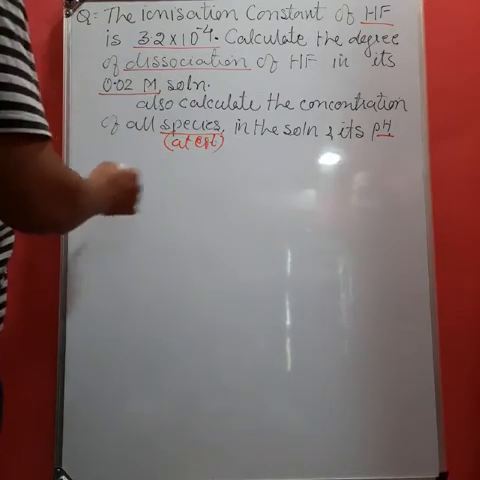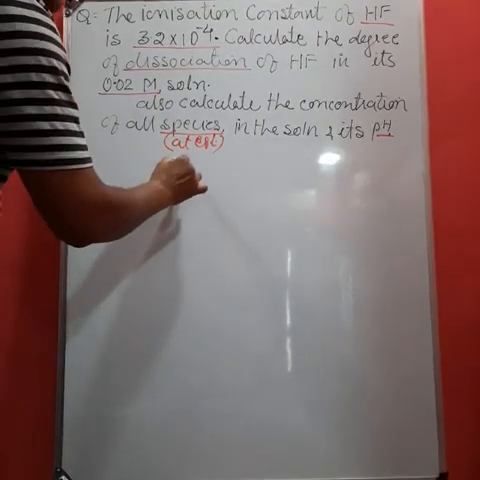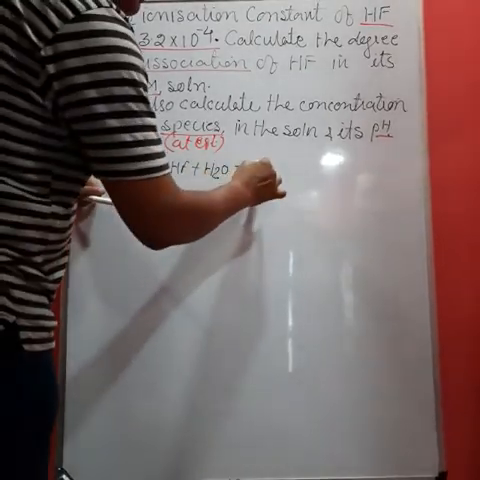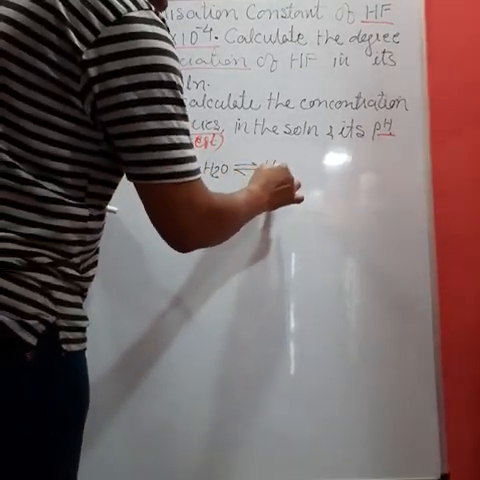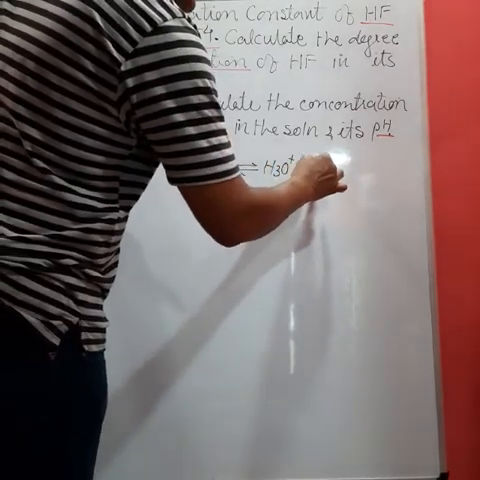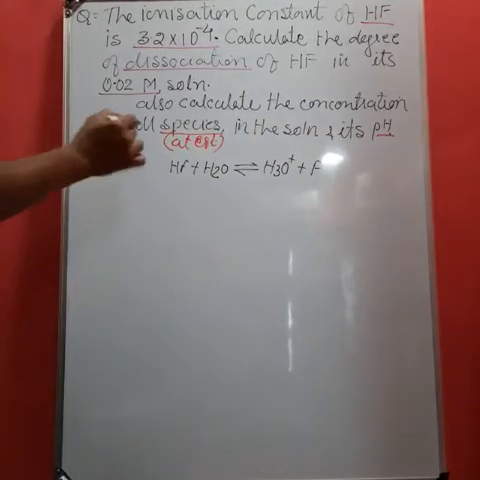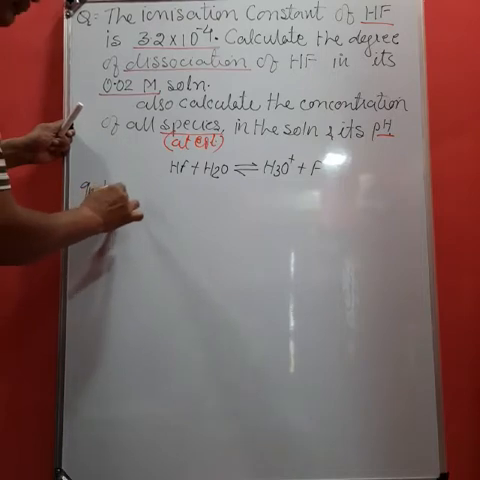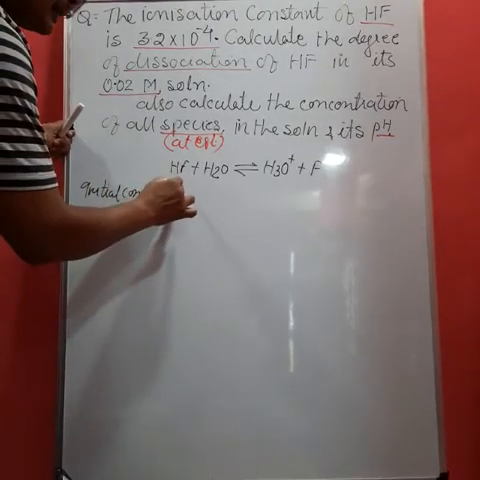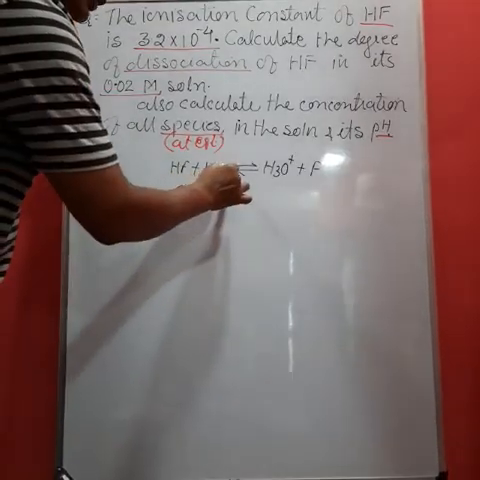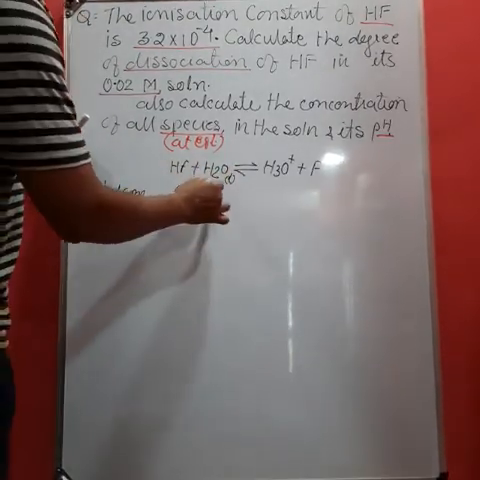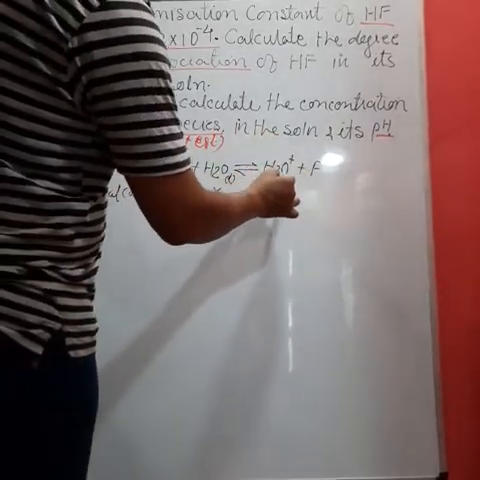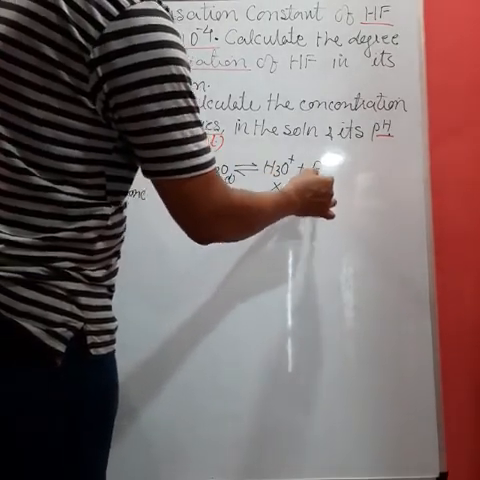So we can write here HF, when dissolved in water, gives H3O cation plus it forms F anion. Let the initial concentration of HF be C. H2O is used here as pure water, therefore there is no concentration. Initially there will be no H3O cation and no F anion.